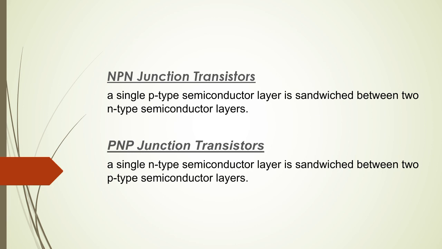A single P-type semiconductor layer is sandwiched between two N-type semiconductor layers in the case of an NPN junction transistor. Similarly, in PNP junction transistors, a single N-type semiconductor is sandwiched between two P-type semiconductor layers.